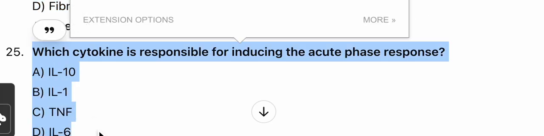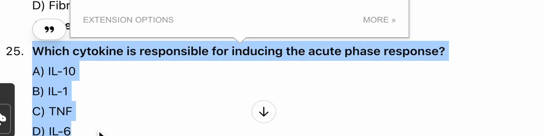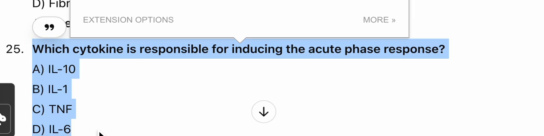Which cytokine is responsible for inducing the acute phase response? A. IL-10. B. IL-1. C. TNF. D. IL-6.